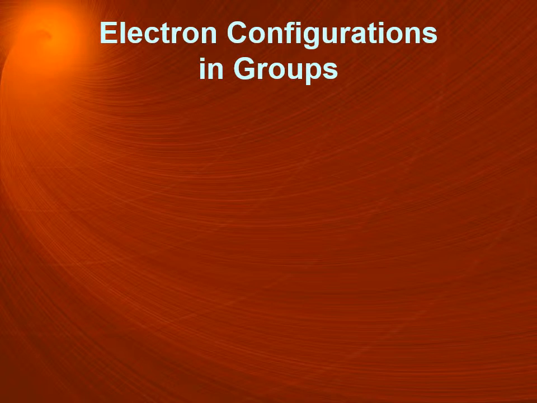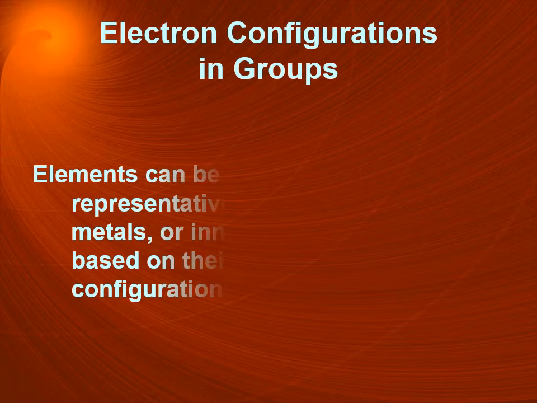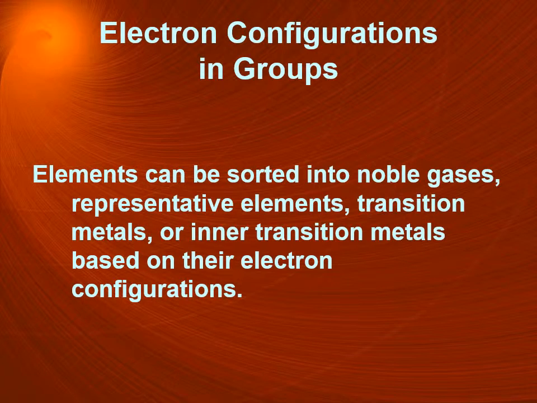The electron configurations in groups. Now remember, we said that they have similar chemical properties. The electron configurations, the number of electrons in the valence shell, is some indication and has a bearing upon their chemical properties. So we can sort these out into noble gases, representative elements, transitional metals, intertransitional metals, all based upon their electron configurations.